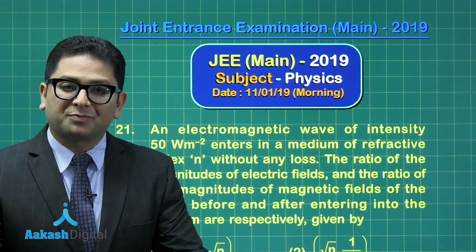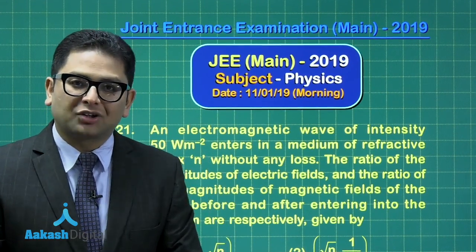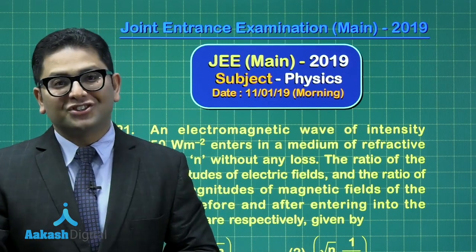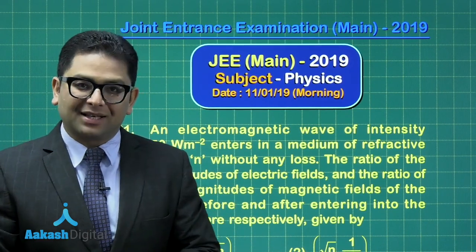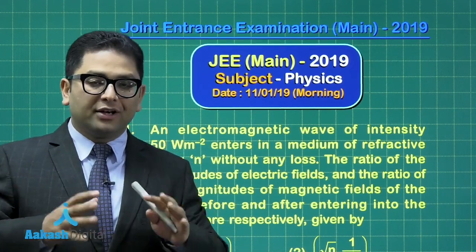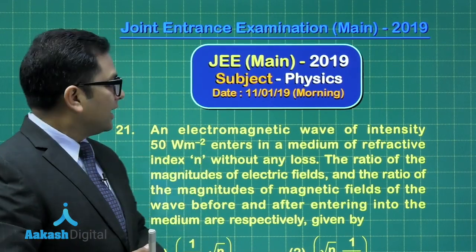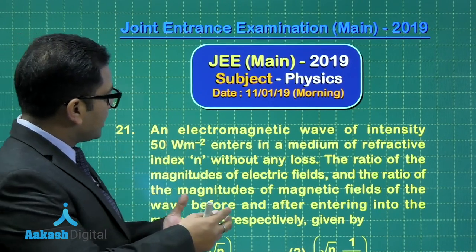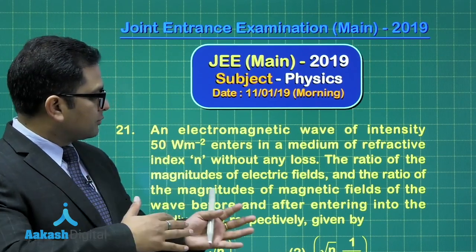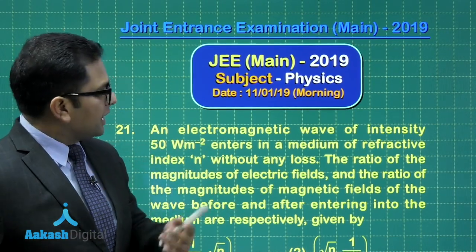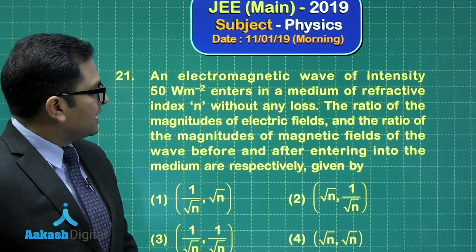Question number 21, that has been taken from the topic electromagnetic waves. And notice, electromagnetic wave is the topic which is excluded from JEE Advanced syllabus and is specifically present only in JEE Main syllabus. So those are the areas where you really need to focus if you are an aspirant of JEE Mains. Now see, it says that in an electromagnetic wave, there is the intensity of 50 watt per meter square, enters from a medium to another medium, and yes, initially it's in vacuum, you may say, and yes, the refractive index of the next medium is n.